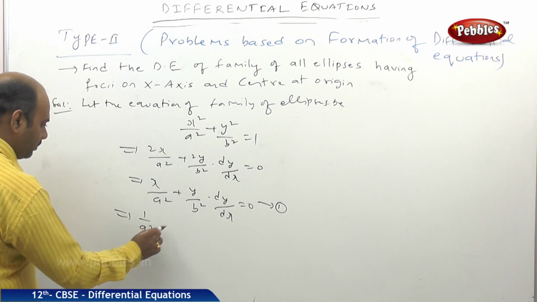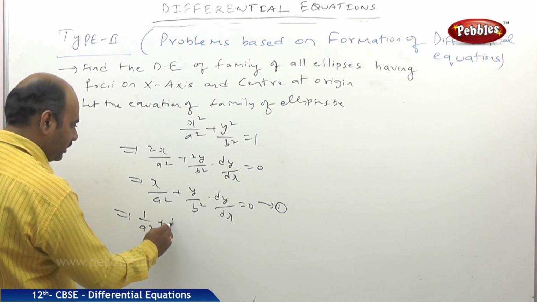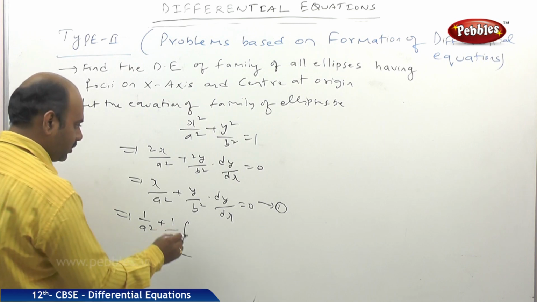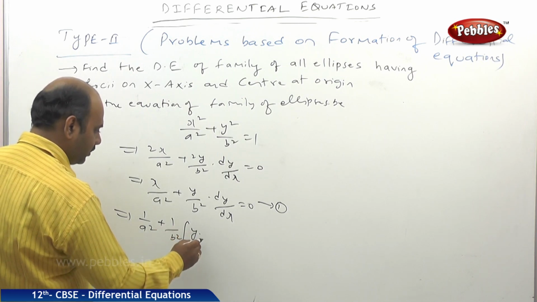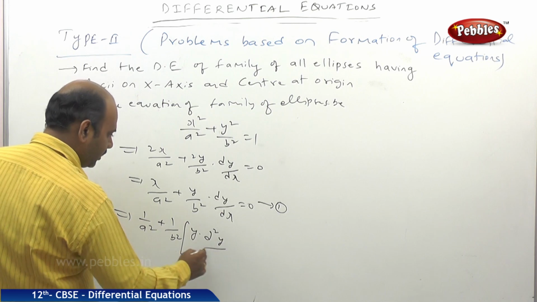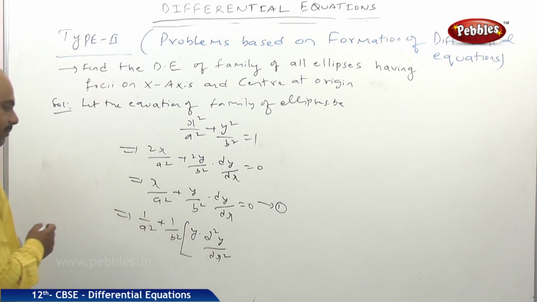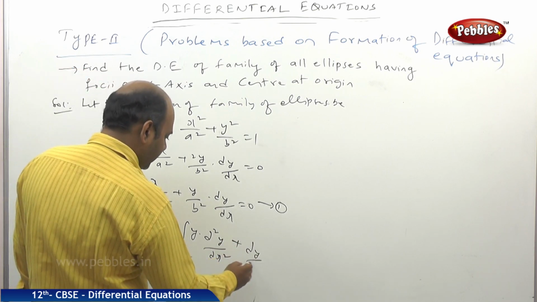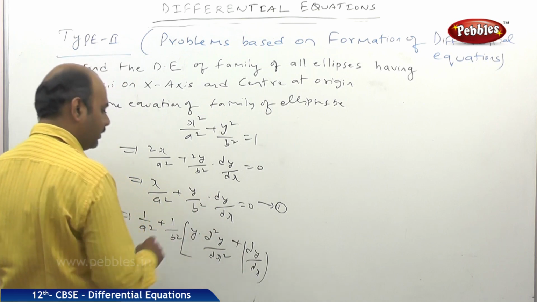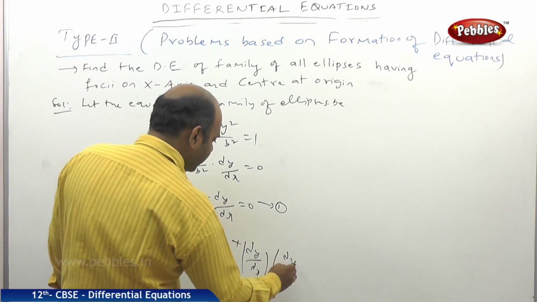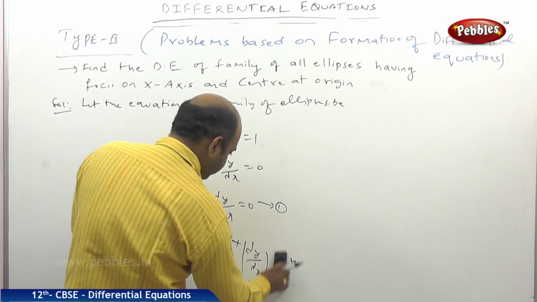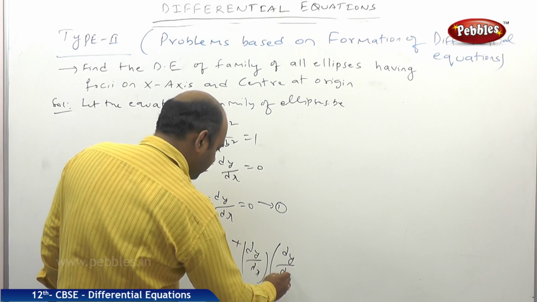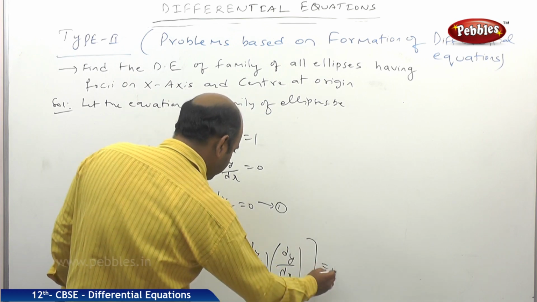So what happens? 1 by a square. Now here 1 by b square will be constant and I will be differentiating with respect to x. So y into d square y by dx square plus dy by dx into derivative of y. Derivative of y means again dy by dx. So dy by dx is equal to 0.